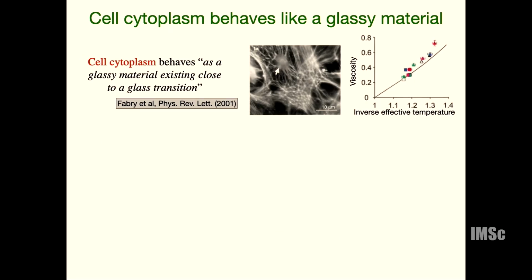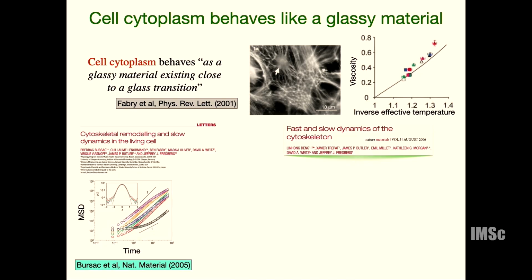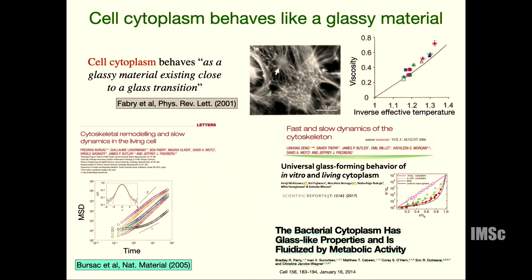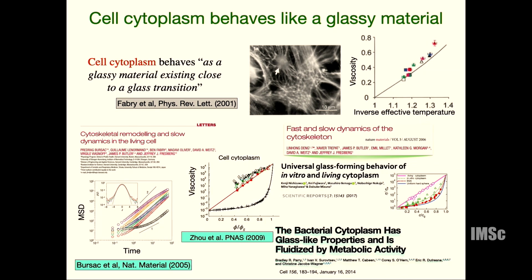So three different types of example. The first type of example is cellular cytoplasm. This is the fluid inside the cell. In the year 2001, the group of Jeff Fredberg showed for the first time that the cell cytoplasm behaves as a glassy material existing close to the glass transition. Several important works followed where they showed typical glassy characteristics, for example, subdiffusive mean square displacement and deviation from the Gaussian behavior of the Van Hove correlation function. Also this is the Angell plot, viscosity as a function of phi over phi g, for the cytoplasm of an osmotically compressed cell.